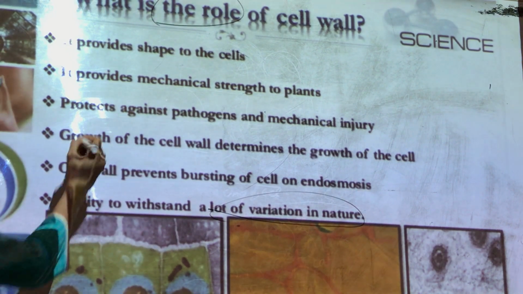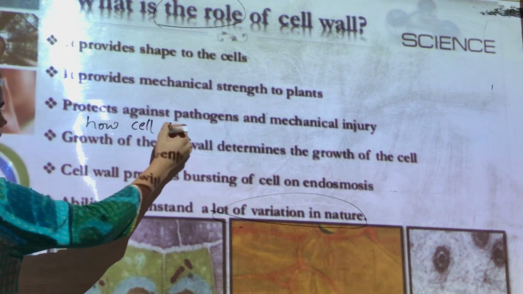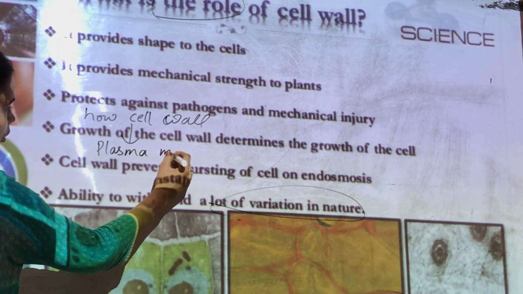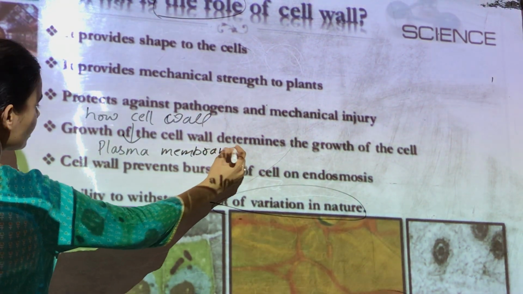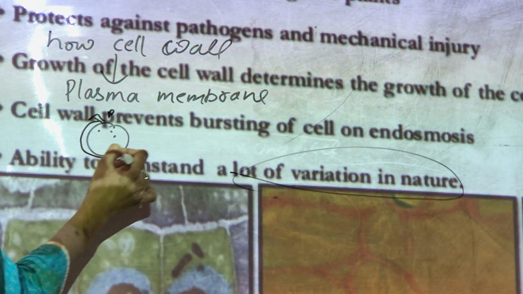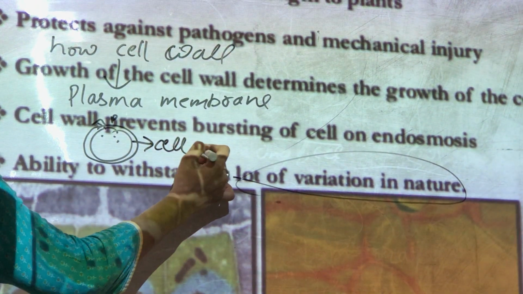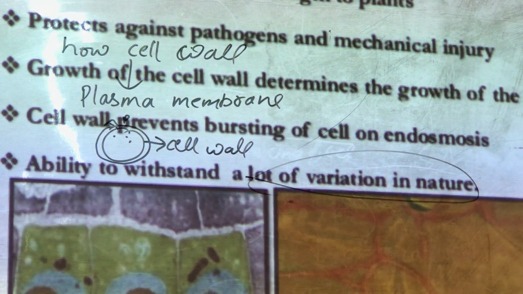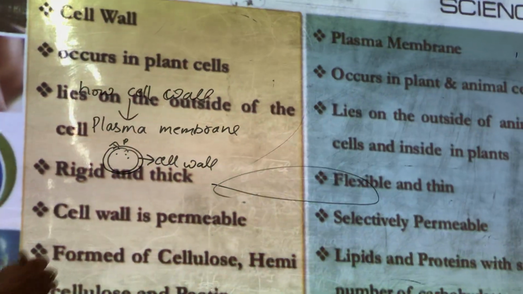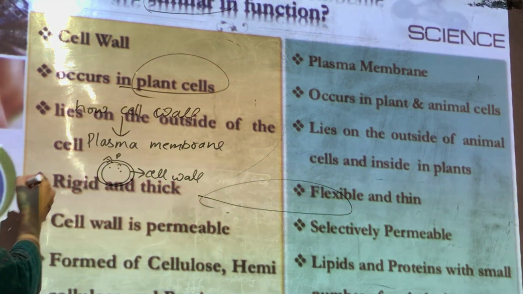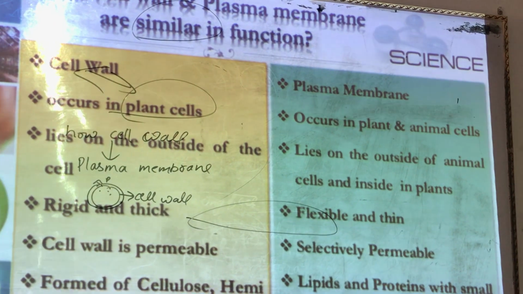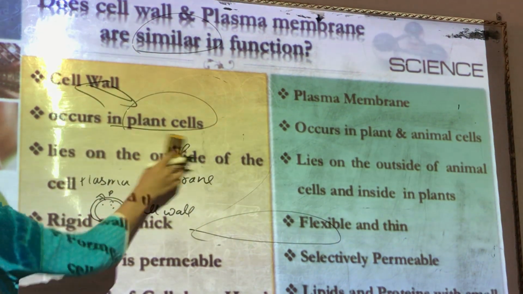Now let's see, children, how the cell wall is different from the plasma membrane. Okay, we just saw that, suppose this is the cell, and this is the plasma membrane. Outside the plasma membrane there is this layer which is known as the cell wall. Now let's see what is the difference between these two layers. The first difference is where it occurs. The cell wall is present only in plants, whereas the plasma membrane is there in both plants and animals.